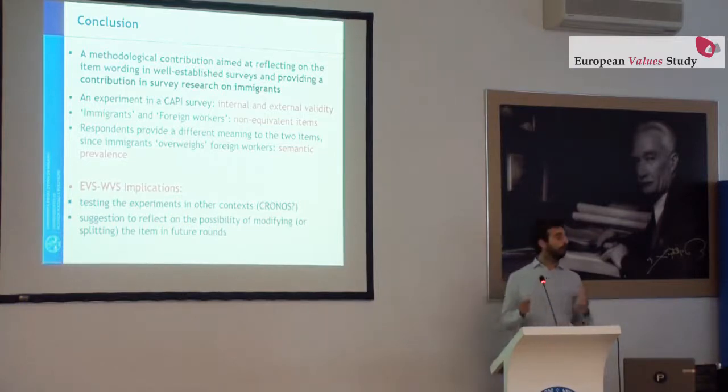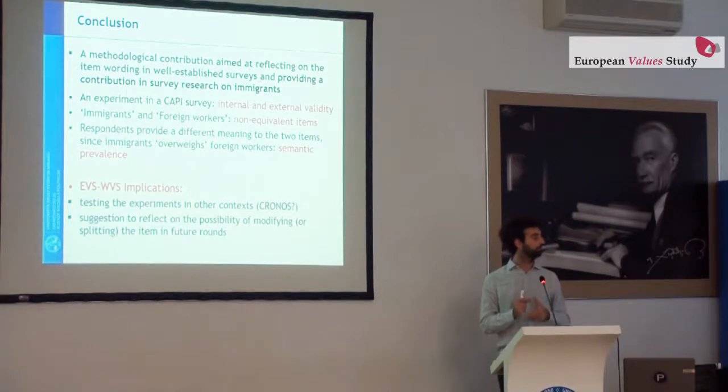We can suggest implications for the EVS World Values Survey group. I think it's something that could be thought about. Probably they could test the experiment also in other contexts, where there is a different immigration history, because the Italian one is very recent. We also suggest reflecting on modifying the items in future rounds, future editions of the survey, since we saw that immigrant foreign workers and immigrant seem very similar.